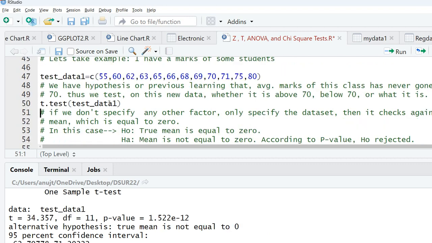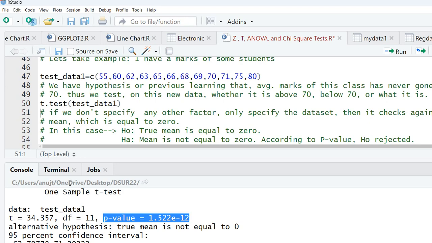If I run this, see, the mean of x is 67. The p-value is 1.522e-12. What it means is that 1.522 is divided by 10 to the power 12, so it is far less than 5%. It is very small. If this happens, our alternative hypothesis is accepted.